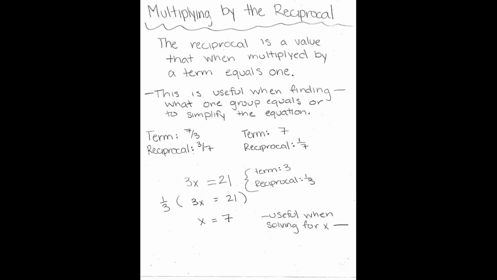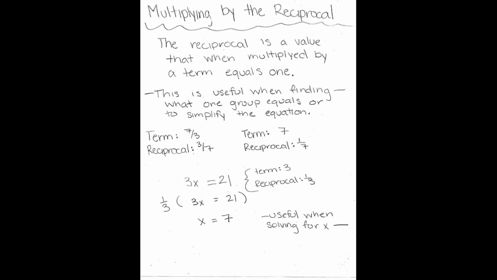Multiplying by the reciprocal. The reciprocal is a value that when multiplied by a term equals 1. This is useful when finding what one group equals or to simplify equations. Here are some examples. If my given term is 7 over 3, the reciprocal will be 3 over 7. It is just flipped. If my original term is 7, my reciprocal is 1 over 7. This is because hidden under every number in math, we can always divide by 1 without changing the value.